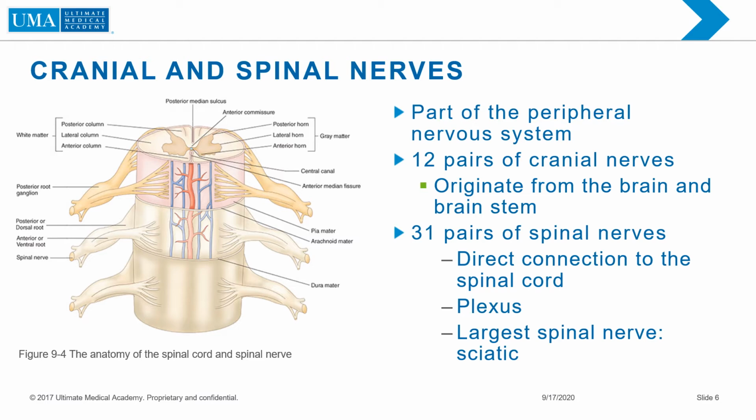12 pairs of thoracic nerves, T1 to T12. 5 pairs of lumbar nerves, L1 to L5. 5 pairs of sacral nerves, S1 to S5, and this is also known as a sacrum. And 1 coccygeal nerve, also known as the coccyx.